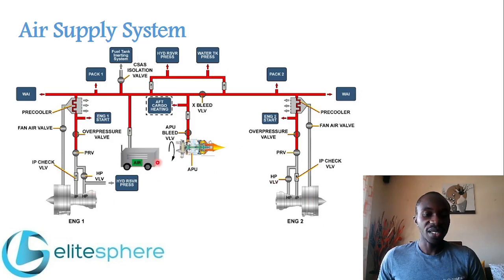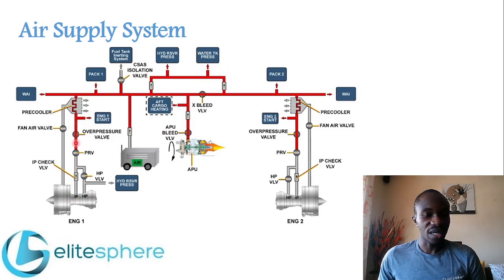Then our next source of supply is this ground cart that we talked about. This one can only be used on ground. And then our next source of air supply, I can see it's not shown here, is the one used on emergency, and it's ram air. So that is our final source of supply. And next we're going to look at the components.